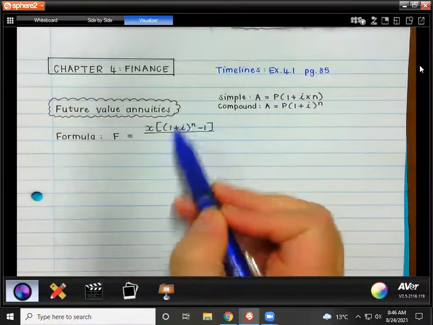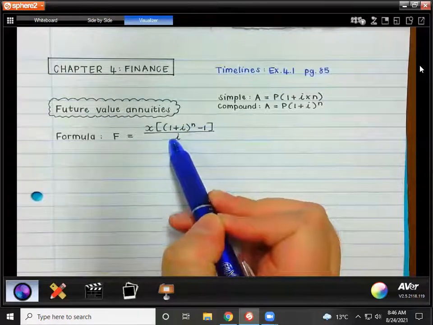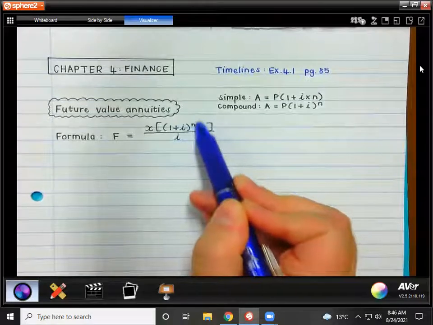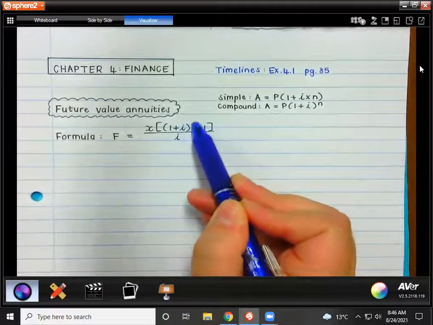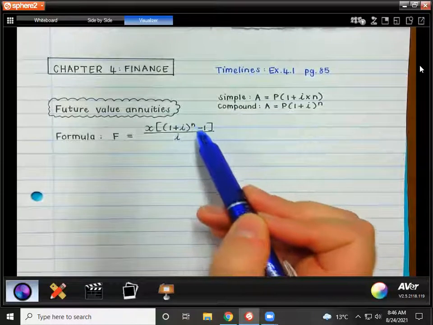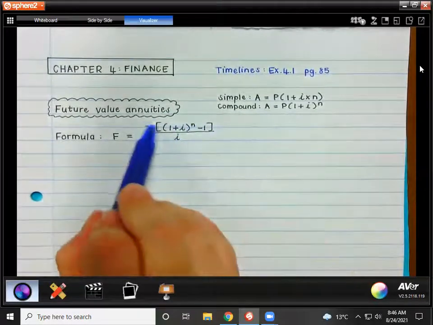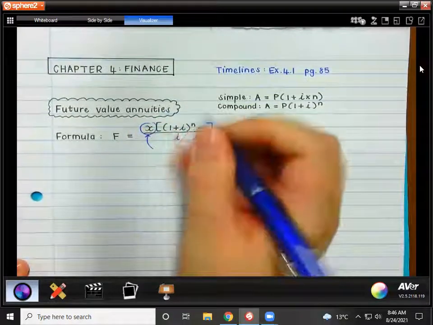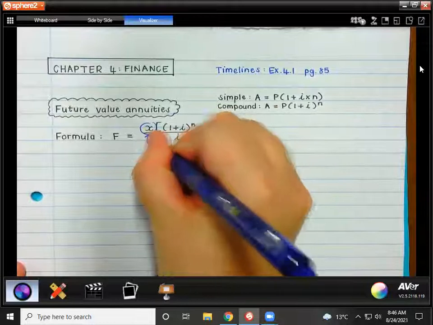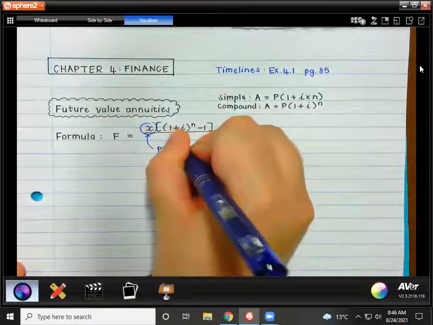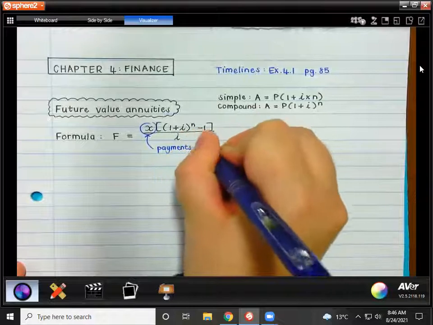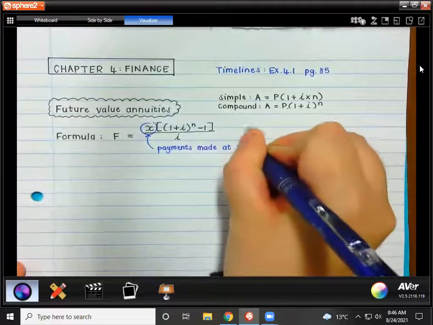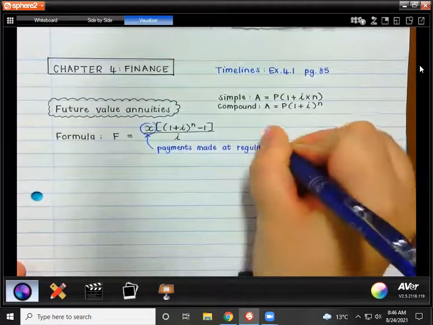So everything here should be familiar, the i and the n. i is the interest rate, and n, remember, is now not the number of years but the number of compoundings. So the number of months, or terms, and so on, you'll see when we do examples. The only new thing is x, and x is now the payments that are made at regular intervals.